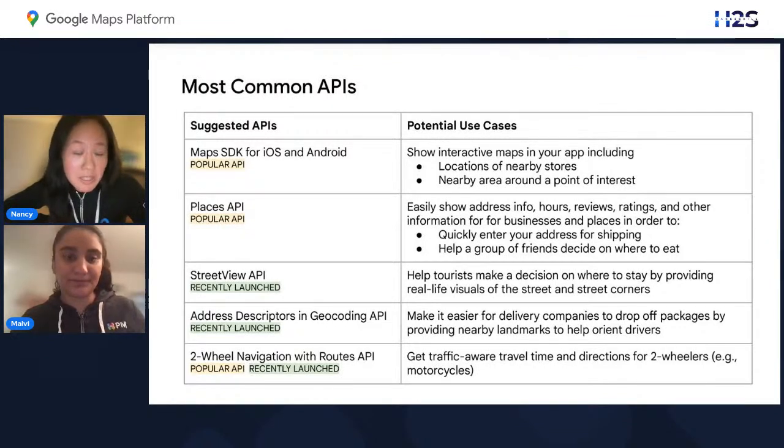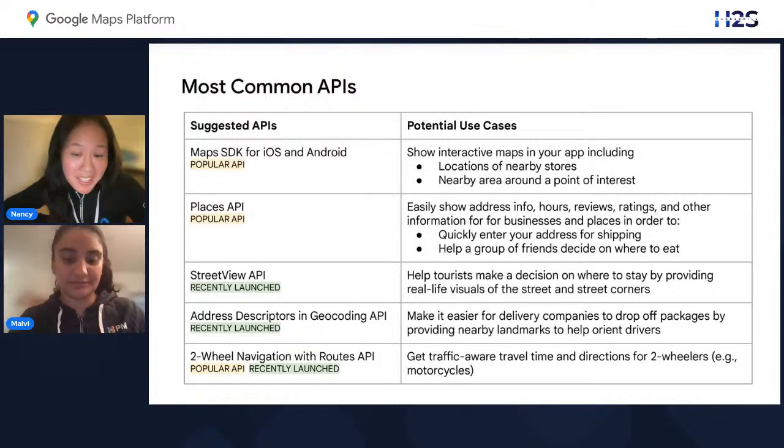Our Places API, so we talked a bit about the checkout example, so you can easily populate an address. You can also find information like reviews, ratings, and distance to certain locations. So in a social app setting, this could be a way to help plan the next meal that you want to take, or find the closest hospital, for example.